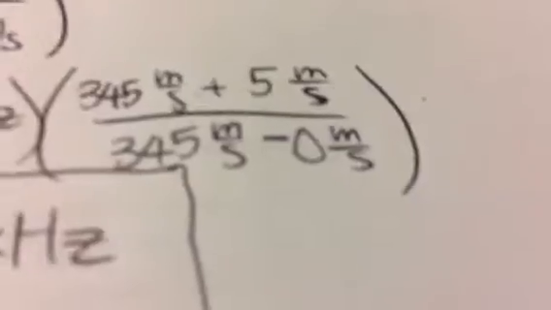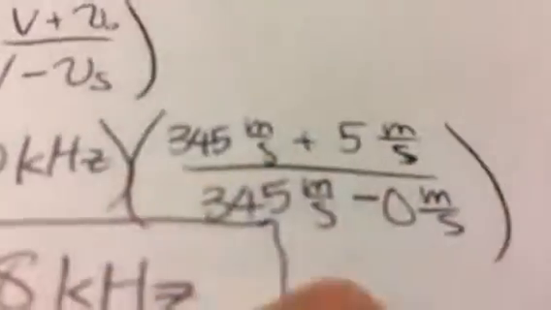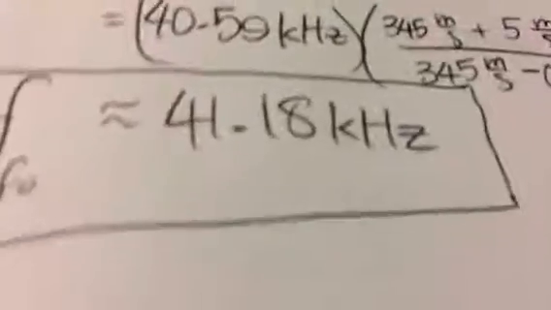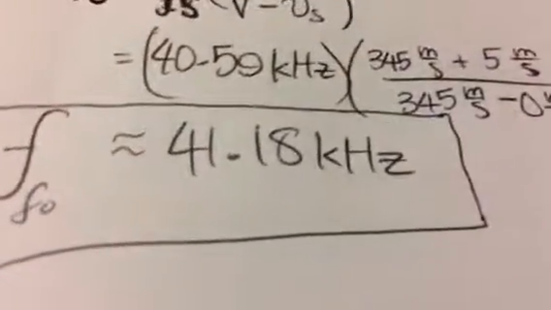And then I substitute my values for the velocity of sound. And now the observer is the bat, so you put 5 meters per second on top, 0 on the bottom because the source is moving at 0 meters per second, and you get approximately 41.18 kilohertz.